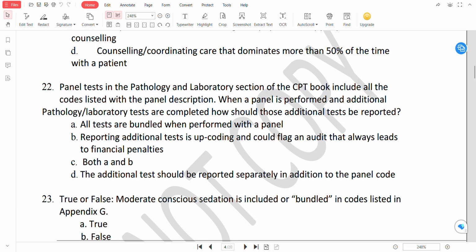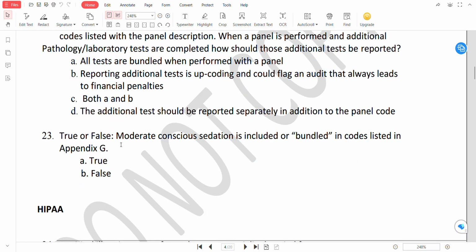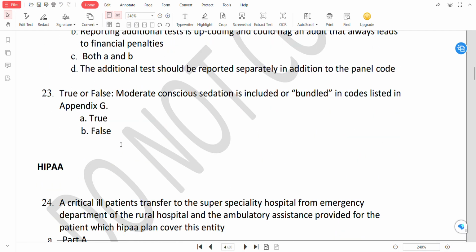Here are the options. Check all the options and take the appropriate code or answer. Just mention in the comment box or in your notebook.